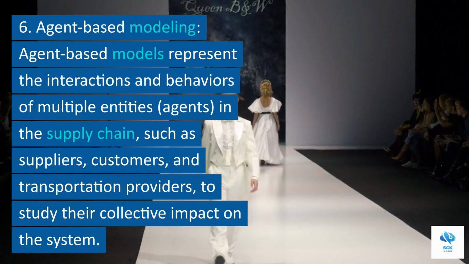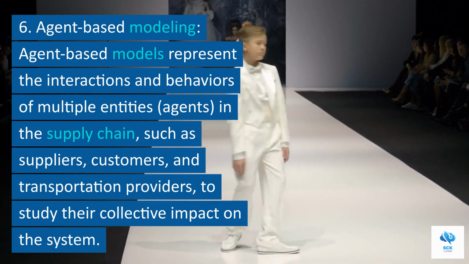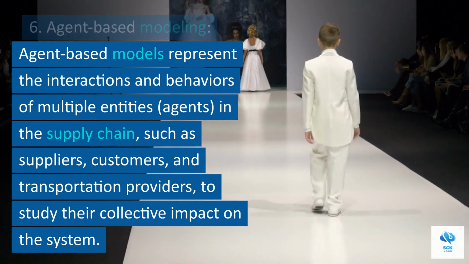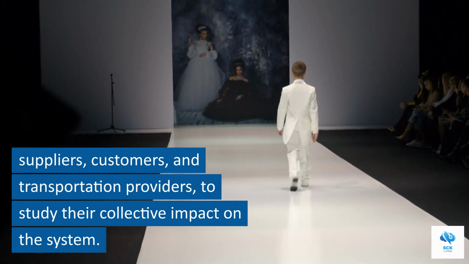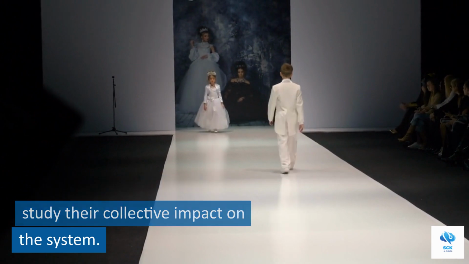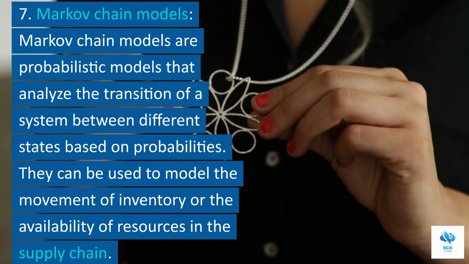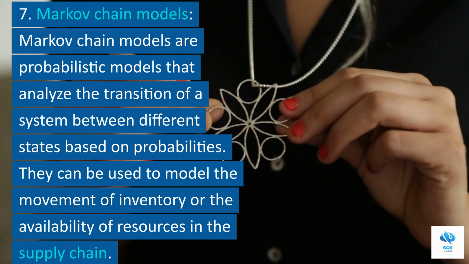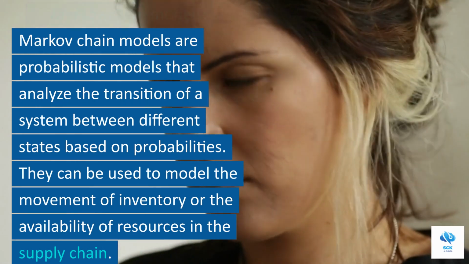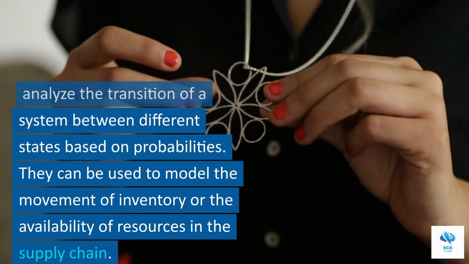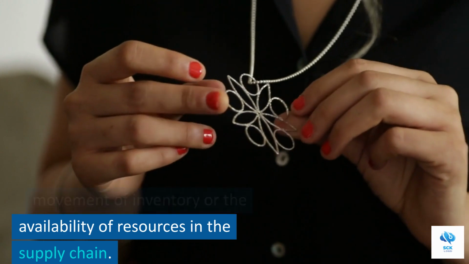6. Agent-based modeling. Agent-based models represent the interactions and behaviors of multiple entities, agents, in the supply chain, such as suppliers, customers, and transportation providers, to study their collective impact on the system. 7. Markov chain models. Markov chain models are probabilistic models that analyze the transition of a system between different states based on probabilities. They can be used to model the movement of inventory or the availability of resources in the supply chain.